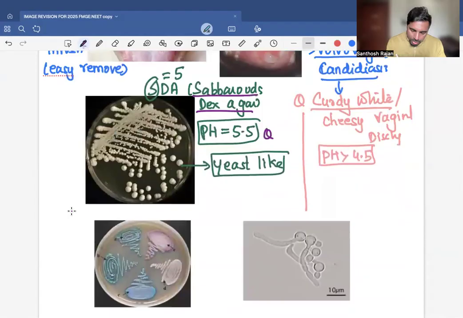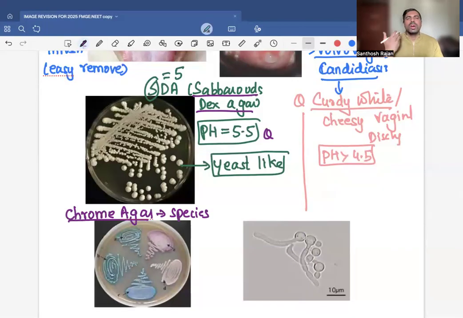Okay, this is a chrome agar. Many times they have asked this indirectly. Chrome agar is for speciation. You see different types of colors, so you can know the different species of Candida, the most common being Candida albicans. There are many species: parapsilosis, the recent one auris, glabrata, krusei, etc. Now, this one you see, this is a germ tube. This is an important question. Germ tube is only for Candida.